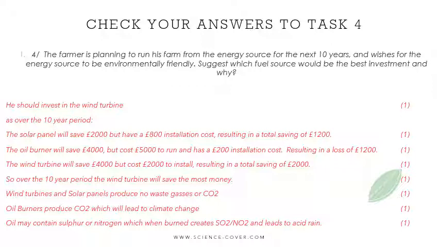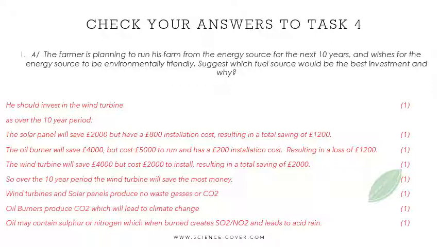He should invest in the wind turbines, as over a 10-year period the solar panels will save £2,000 but have an £800 installation cost, so that would result in a £1,200 saving. The oil burner will save him £4,000 but cost £5,000 to run and has a £200 installation cost, so he'll make a loss of £1,200. The wind turbine will save £4,000 over the 10 years but costs £2,000 to install, resulting in the total saving of £2,000. So over the 10-year period, the wind turbine will save the most money.